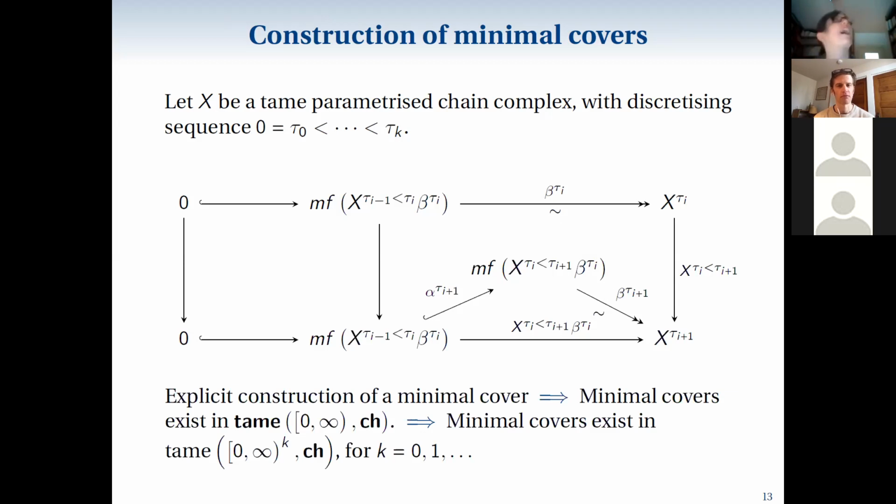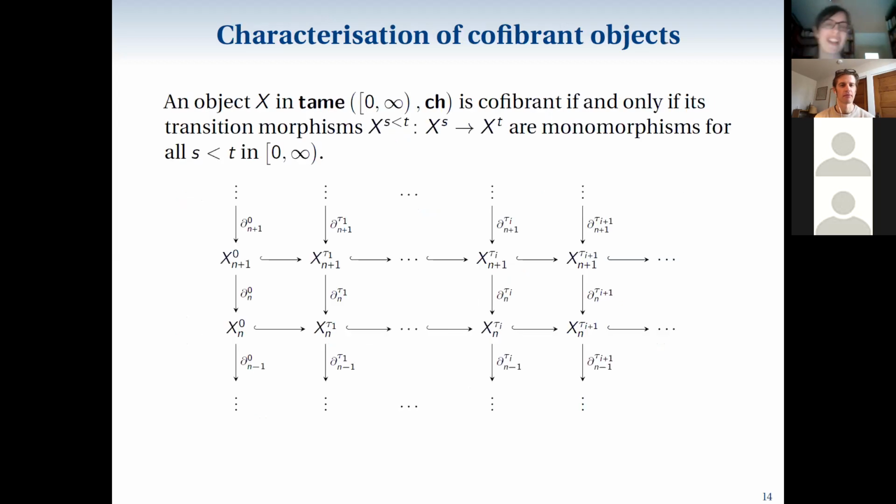Now, I took quite some time to describe how to construct the minimal cover and that any object admits a minimal cover. That is all amazing, but what can we do with them, right? If I cannot extract invariants from a minimal cover, that would be pointless, but we can, of course. So first, let me characterize what a cofibrant object is, okay? Because all the minimal covers are cofibrant.